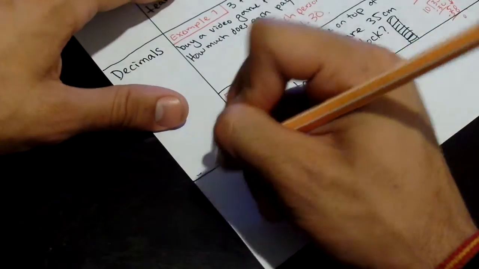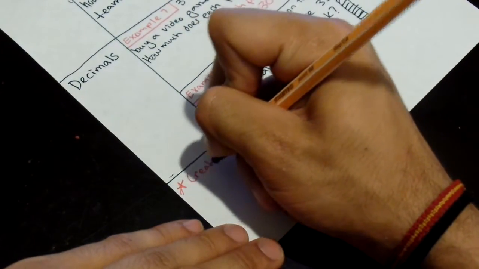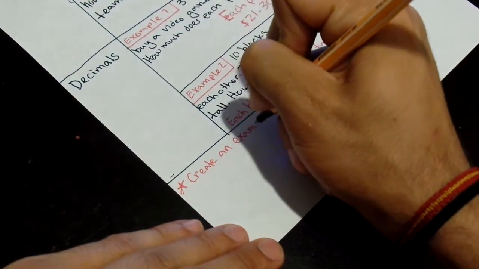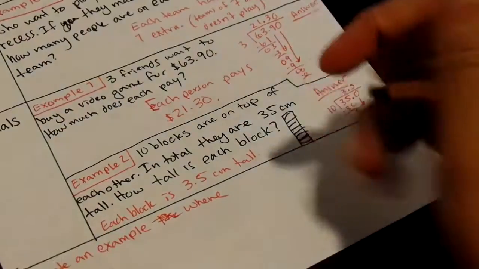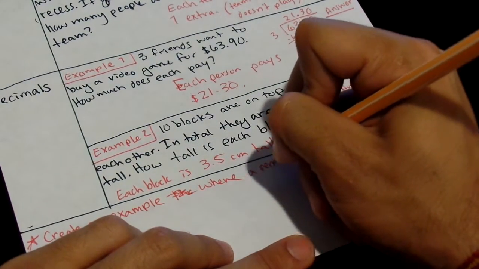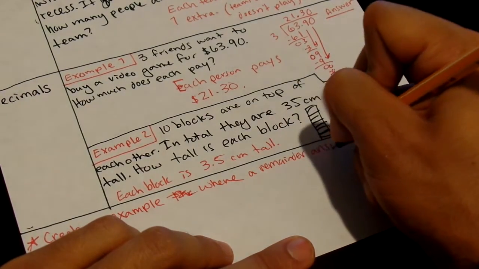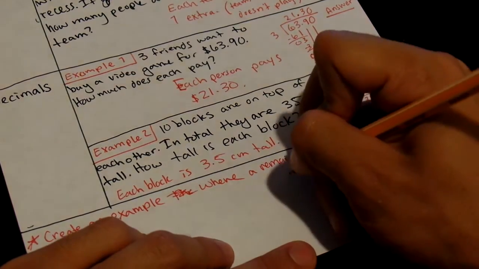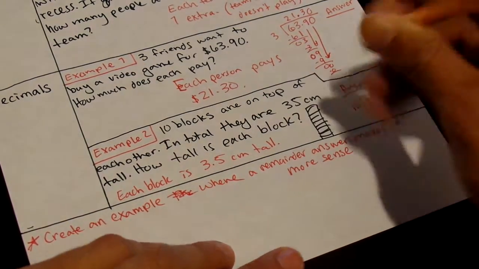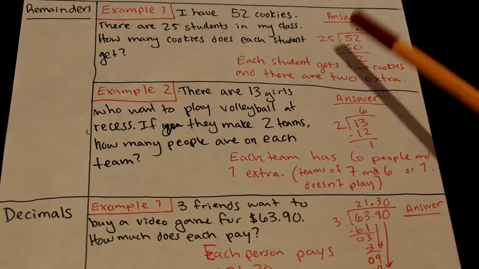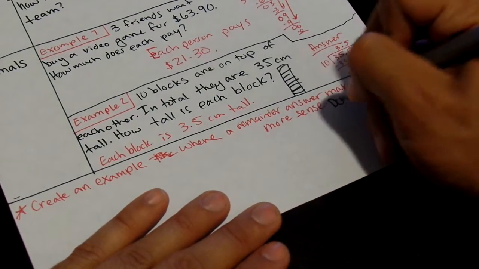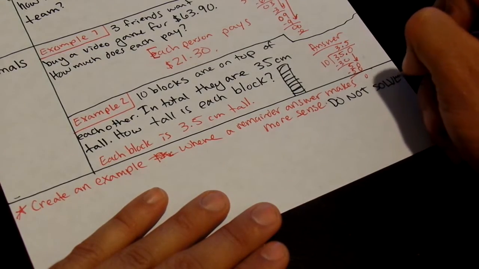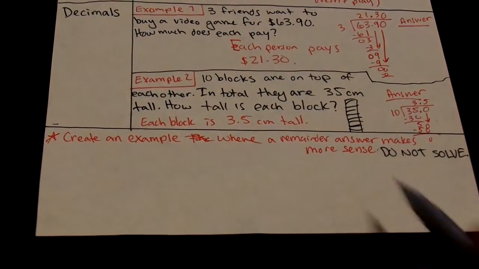So, for this one, we are not going to do a summary, but you're going to finish something. I want you to create an example. Create an example where a remainder answer makes more sense. So create an example like one of these where your answer makes more sense with a remainder, not a decimal. Now I only want you to create the question, so do not solve. Just create the question, and you have this entire space.